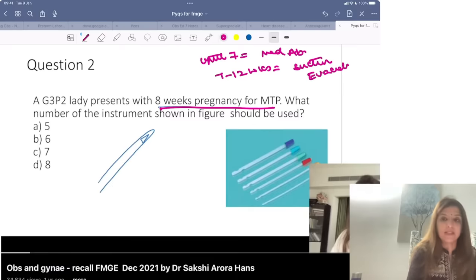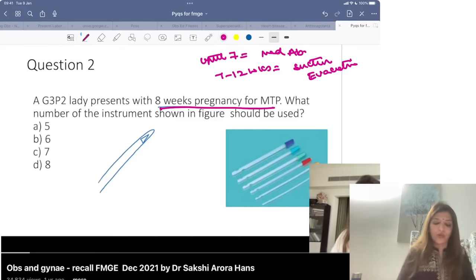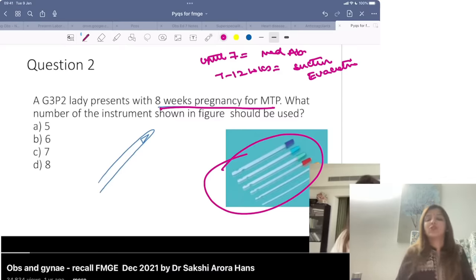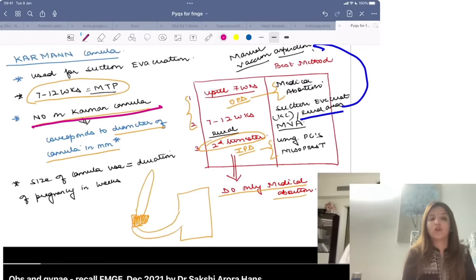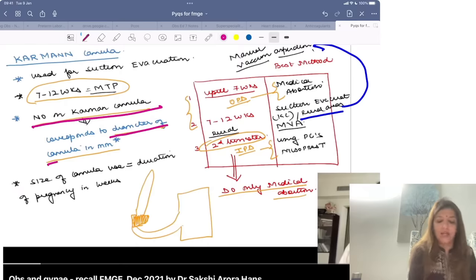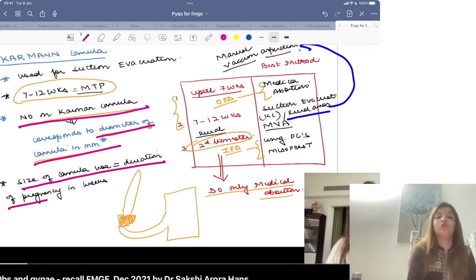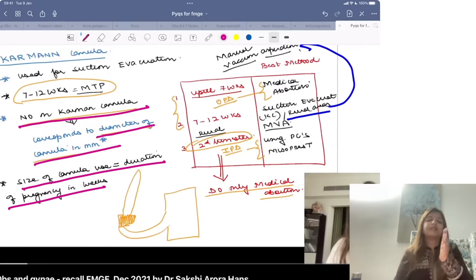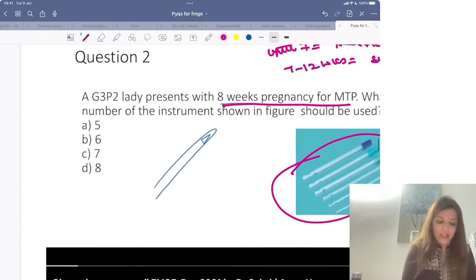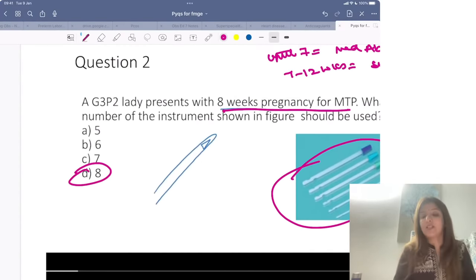Suction evacuation कैसे करते हैं, I told you suction evacuation के लिए you are using a Karman's cannula. This is how a Karman's cannula appears like and this has to be attached to a suction machine, right. So the number on Karman's cannula corresponds to the diameter of the cannula in millimeters. And the size of the cannula is equal to the duration of pregnancy in weeks. Jitne weeks ki pregnancy hai, utna size Karman's cannula you are going to use. Right? So, if this is 8 weeks pregnancy, I'm going to use 8 number cannula.